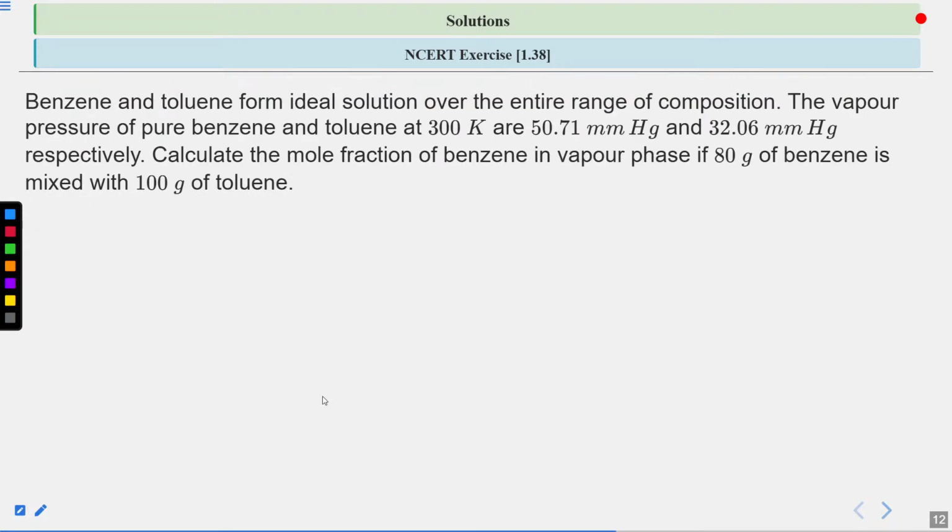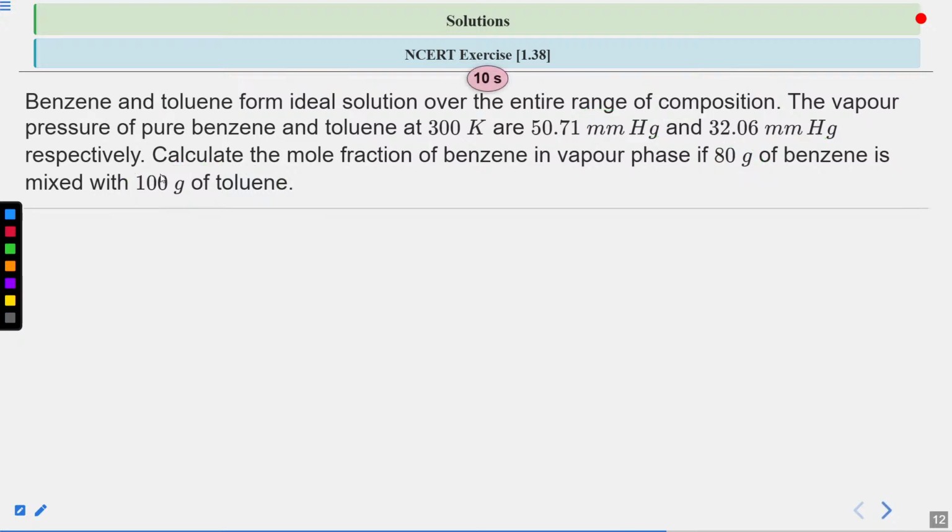So our next question is, benzene and toluene form an ideal solution over the entire range of composition. It means this will follow Raoult's law, no doubt with that. Now, the vapor pressures for pure benzene and toluene at 300 Kelvin are given as 50.7 mm of Hg and 32.06 mm of Hg. You have to calculate their mole fraction in the vapor phase if we are dissolving 80 gram of benzene in 100 gram of toluene.